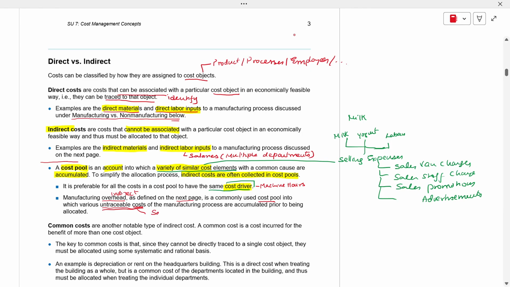Take salaries. A person will do the job for different people and different departments. If a group of persons in the HR department is doing service not only for one particular department but for the entire organization, then whatever the cost is, it is identified as overheads. But it is related to the manufacturing process.